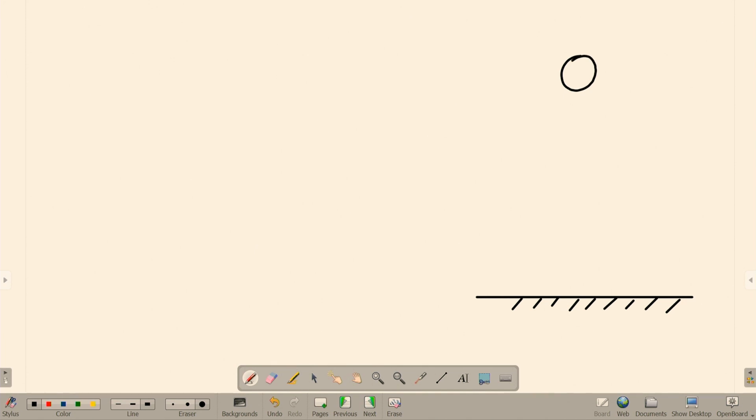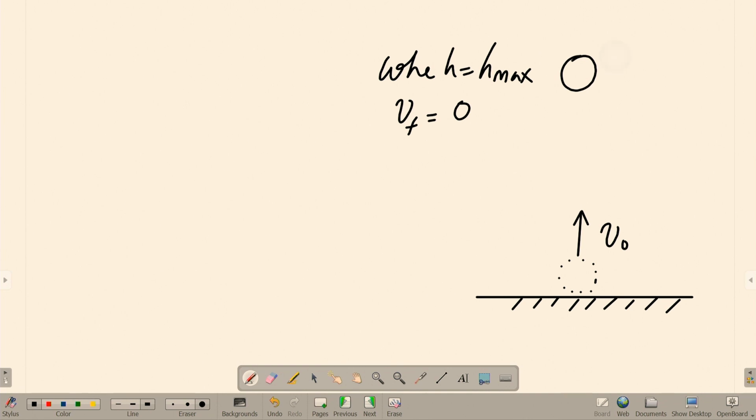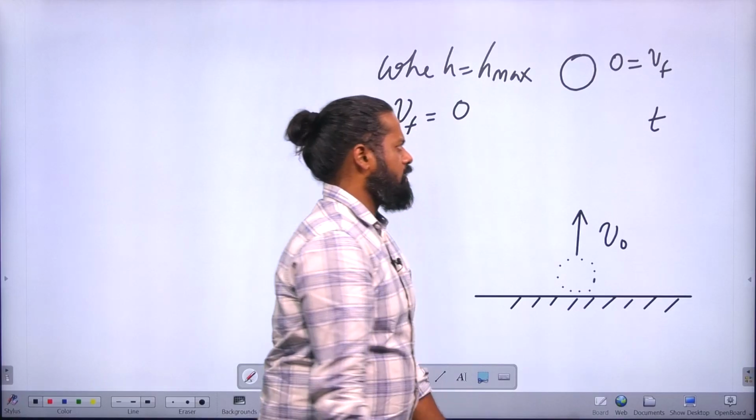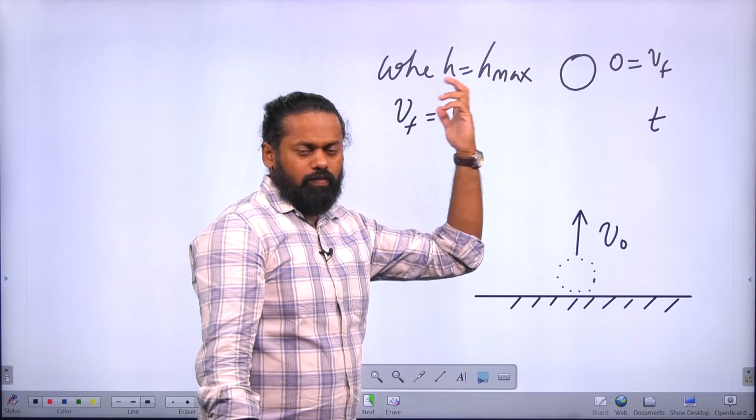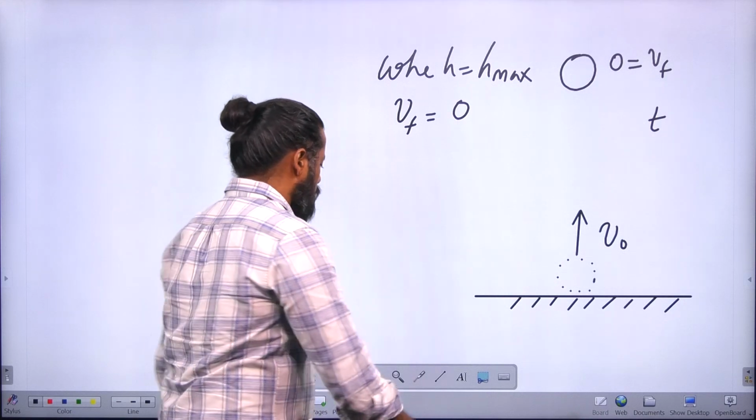So when h is equal to h max, we can say that the final velocity is going to be 0. How much was the initial velocity? The initial velocity was v0, that is given in the problem. So from v0 it will reach 0 velocity. The final velocity is equal to 0, and that will happen during a time interval of t. We have to find out the time taken to reach the maximum height. Fine, we can do that with the help of some integration. Let us see how to solve that problem.